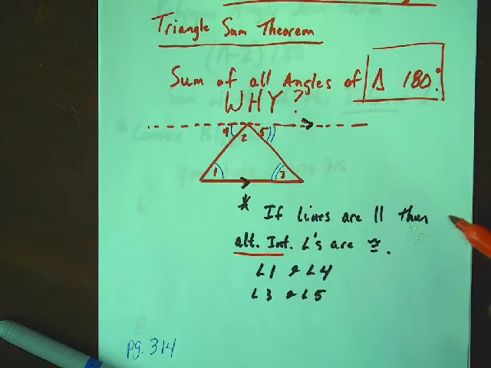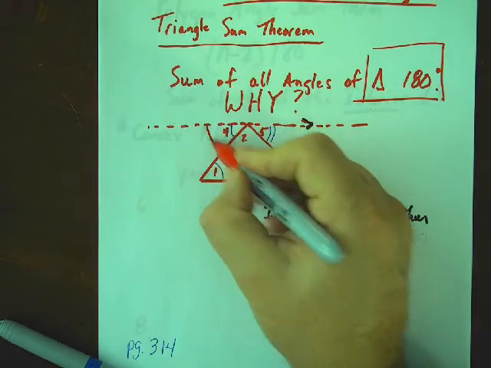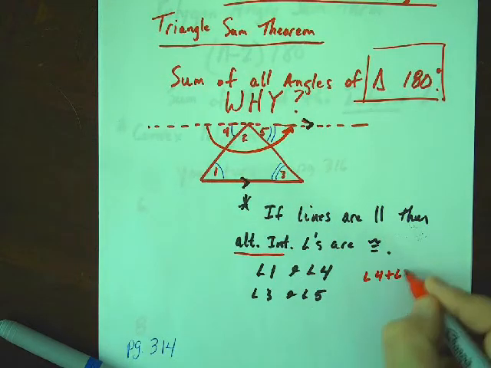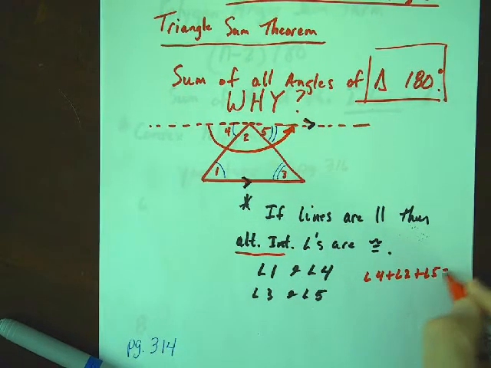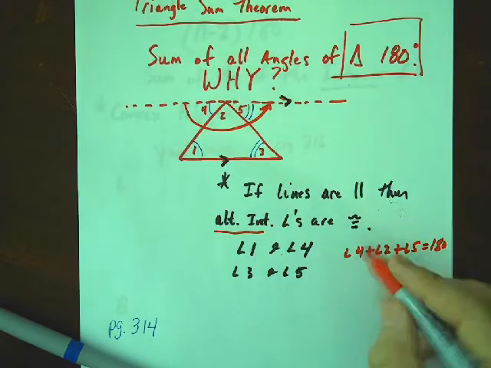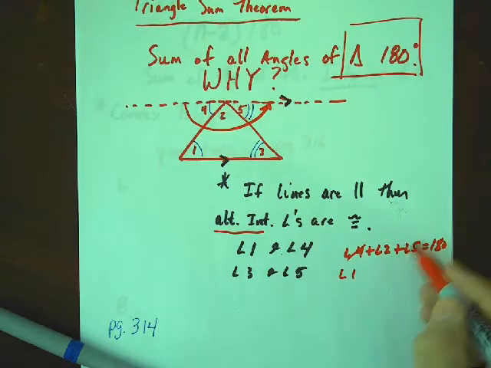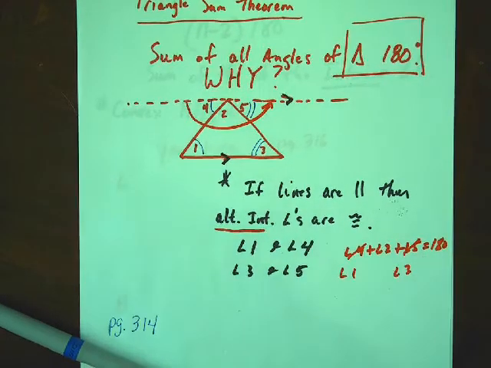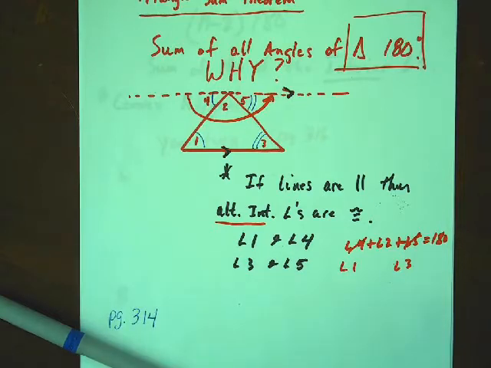So if that's the case, what is the measure of a straight line? We know that angle 4 plus angle 2 plus angle 5 equals 180 degrees. Well, if we take out 4 and put angle 1, and take out 5 and put angle 3, we have angle 1, angle 2, and angle 3, which is all the angles of a triangle. So we've just shown that all the angles of a triangle add up to be 180 degrees.